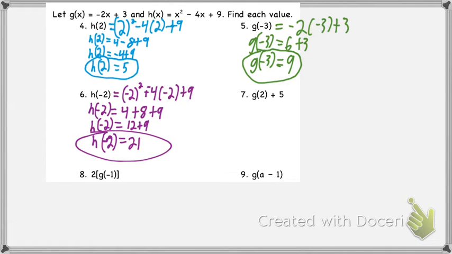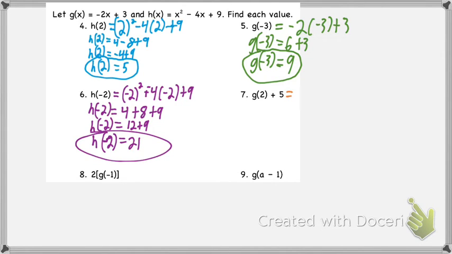All right. Questions on number 6? Let's look at number 7. We're back in the g of x. G of 2 plus 5. Is that plus 5 inside or outside the parentheses? Outside. So what are we plugging in for x? Just 2. Whatever's inside the parentheses.